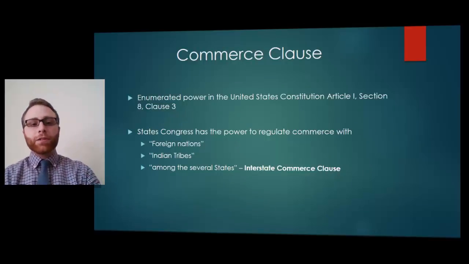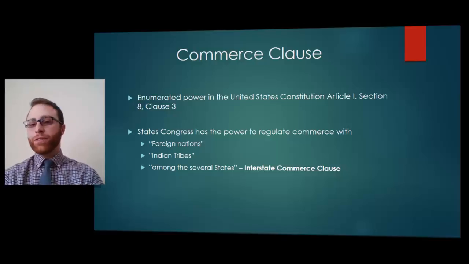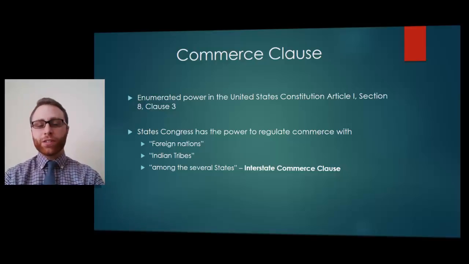So first off, the Commerce Clause is an enumerated power of the United States Constitution, Article 1, Section 8, Clause 3, and allows Congress to regulate commerce with foreign nations, Indian tribes, and among the several states.